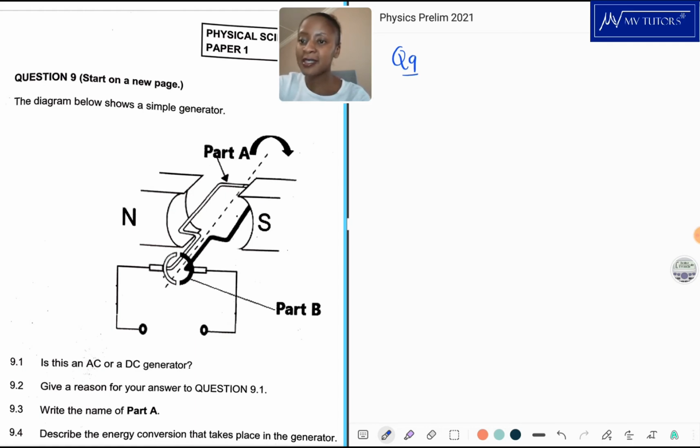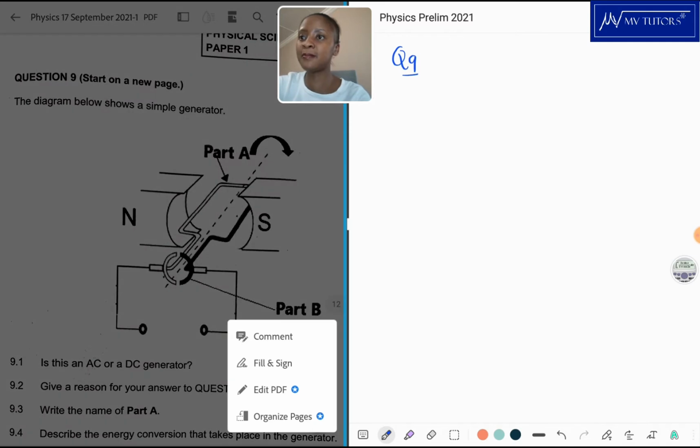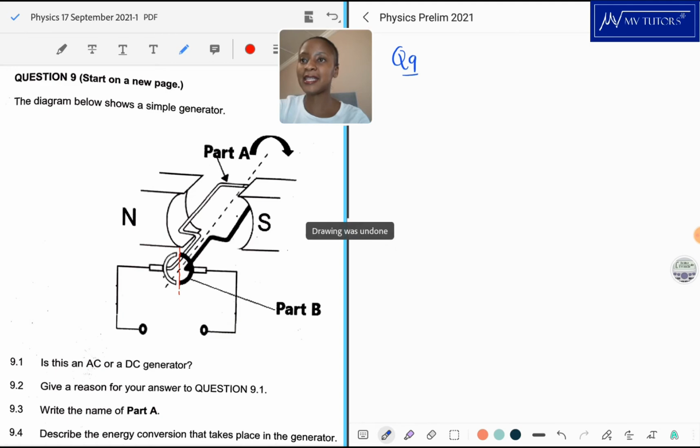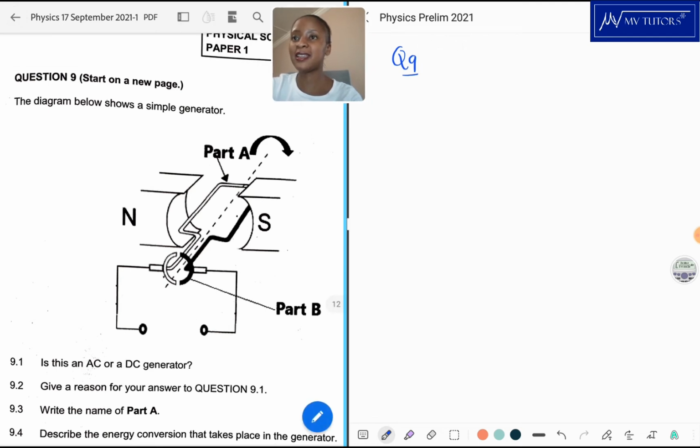The fact that it is split over there, you would call it a split ring commutator. Okay, it is split. All right, so let me just delete that. Just wanted to indicate how you actually see.